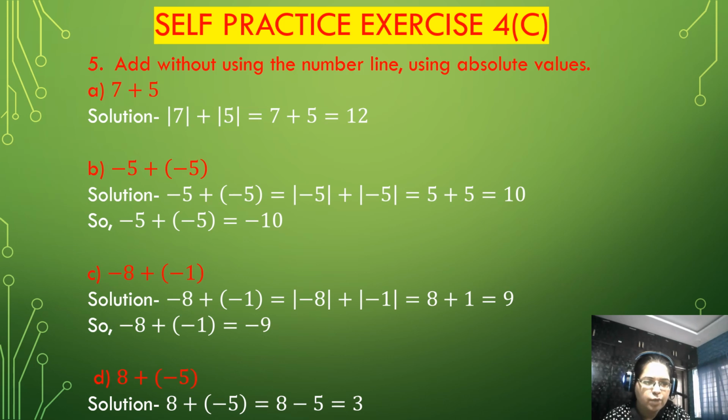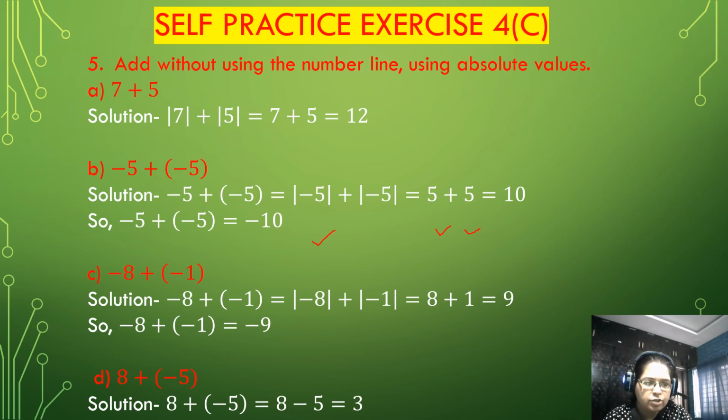Second bit B, -5 plus -5. Find the absolute value of -5, which is 5. The absolute value of -5 is 5, and the absolute value of -5 is 5. Add the numbers 5 and 5, that is 10, and both are negative integers, so minus 5 plus minus 5 equals minus 10. Add the minus sign before the 10, so the number will be minus 10. Minus 5 plus minus 5 equals minus 10.